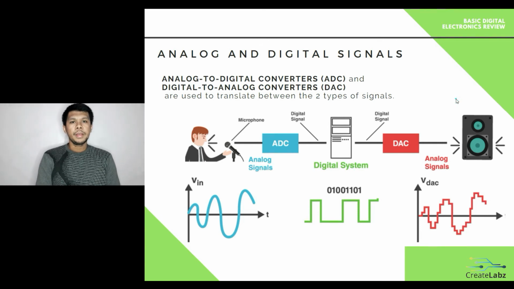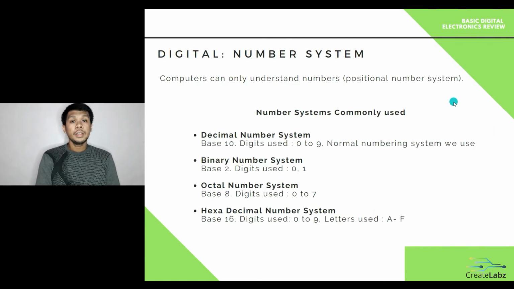Let's sidestep a bit and discuss the digital number system. The most common number system we use in our daily lives is the decimal. It is base 10, meaning we use numbers between 0 and 9. Computer systems or electronic systems use a binary number system. It is base 2, meaning it will only use 2 digits, 0 and 1.